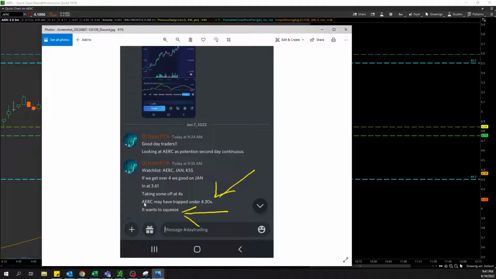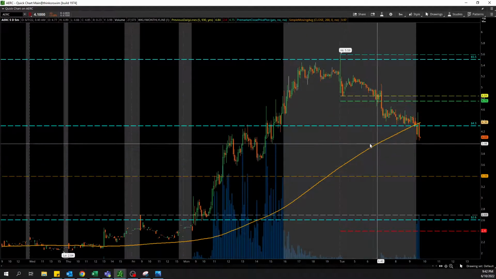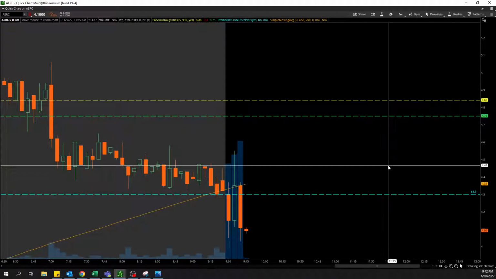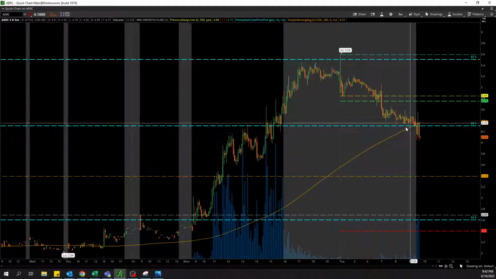What did I say? AERC may have trapped under 430s. It wants to squeeze. So people ask me, why would you say that? Like, how do you know? And so on and so forth. Well, I'm looking at the price action. You had a whole bunch of confusion here and then a whole bunch of confusion there. So later on, when the move actually played, and let me play that for you.